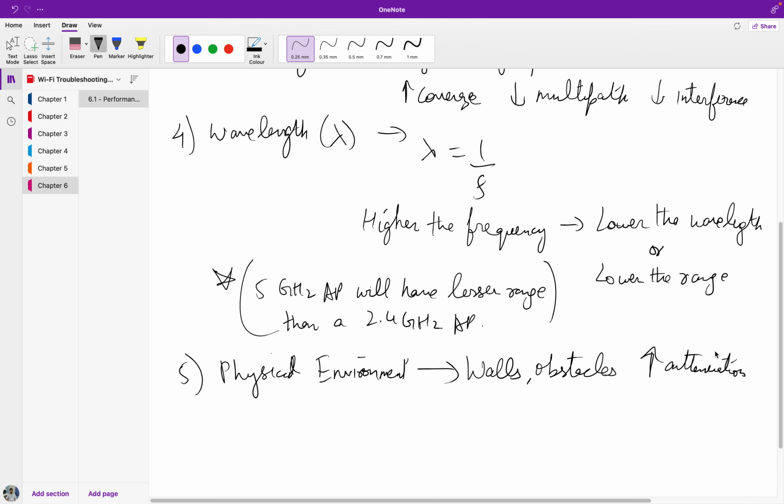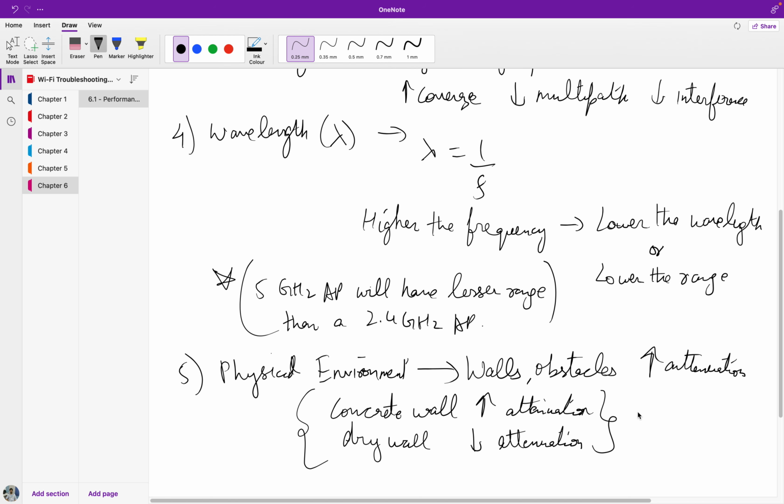So a building with concrete walls, for example, will require more access points than a building with dry wall, because concrete wall is denser and attenuates the signal faster. So that's also another thing that you should keep in mind before you design a network. Concrete walls have high attenuation. Dry walls have less attenuation for the Wi-Fi signal. So for designing, this is going to need more APs theoretically, and this is going to use fewer APs theoretically.